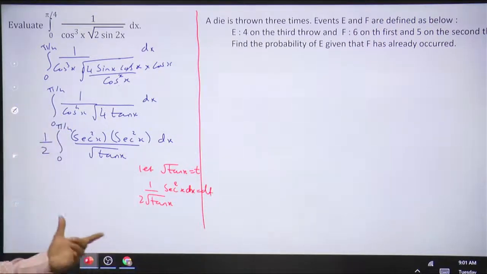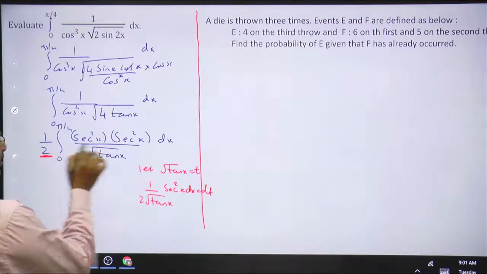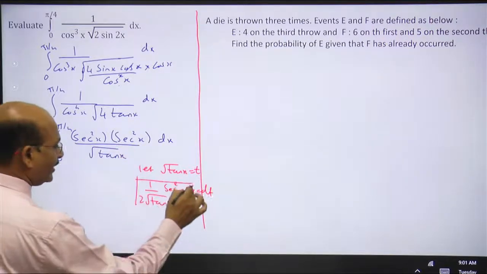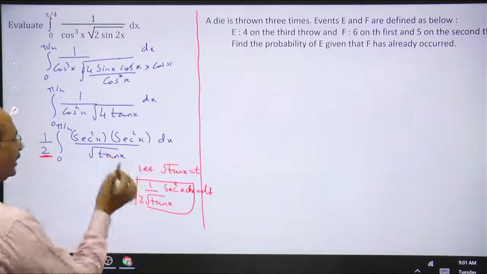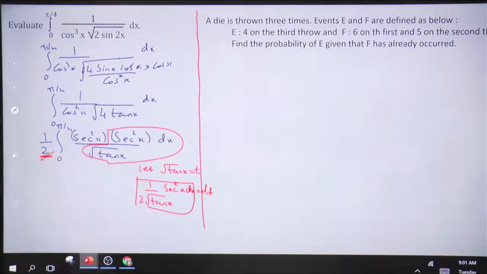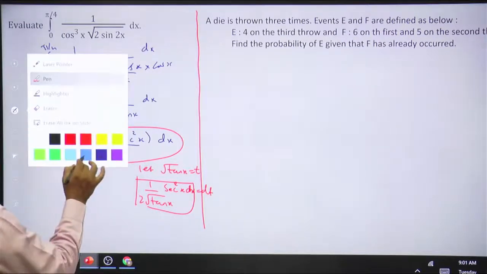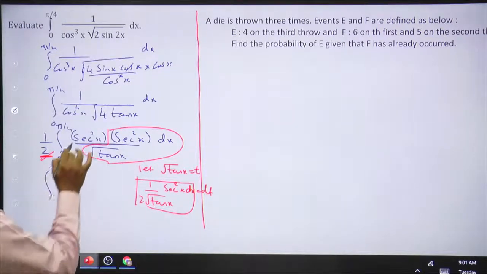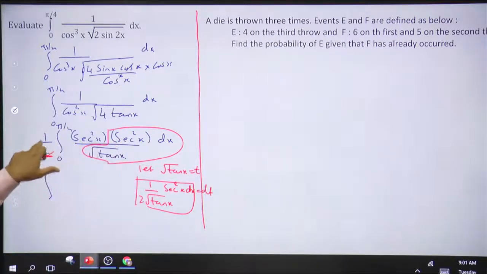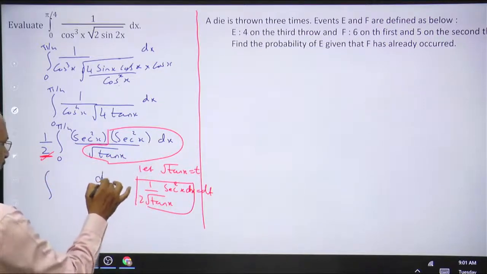So what is getting adjusted? If you understand this, see, 1 upon 2 is already there. So 1 upon 2 root tan x sec square x dx completely got adjusted. It became dt. So this portion along with this 2 got adjusted fully. So it becomes dt. So what happens here? Wait, I am not changing the limit. Please pay attention now. So 1 upon 2 sec square x root tan x dx is dt. So I wrote dt here.